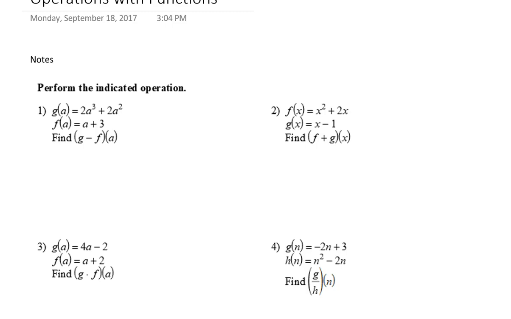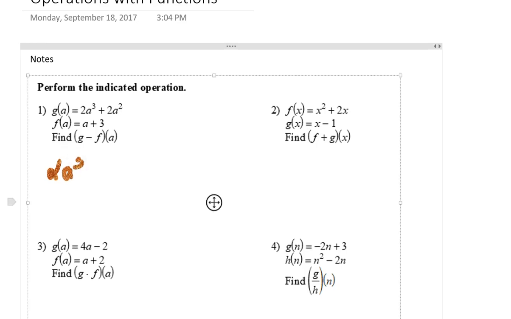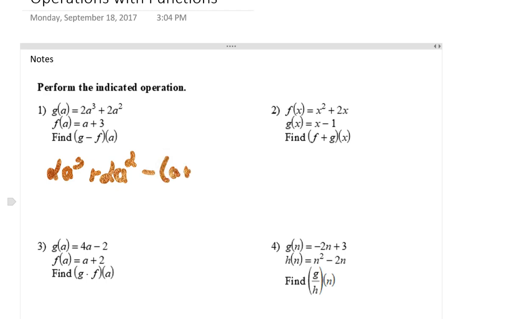When you see it written this way, for number one, I'm giving you two functions, g of a and f of a. It's asking you to find g minus f of a. All you have to do is subtract the two functions. So you would take the first function, 2a cubed plus 2a squared minus, and we're going to subtract the a plus 3. All right, so g minus f of a. And then you can distribute the negative across, and you would wind up getting the correct answer.